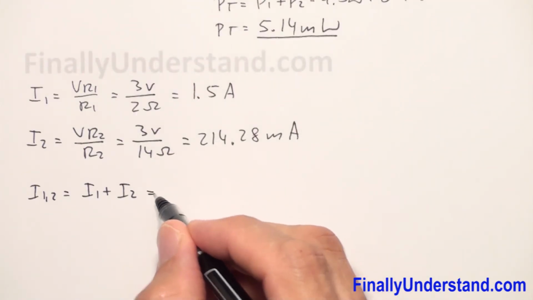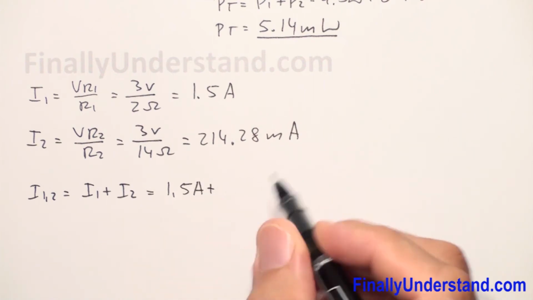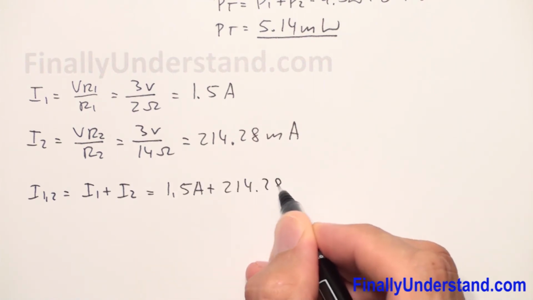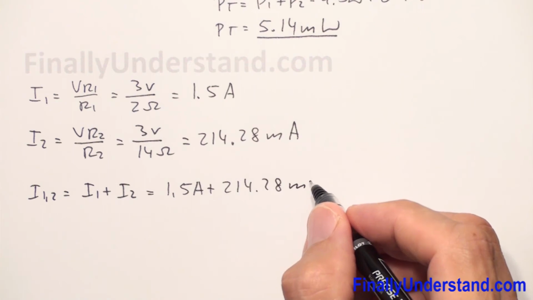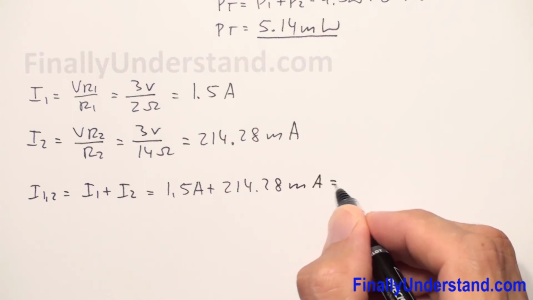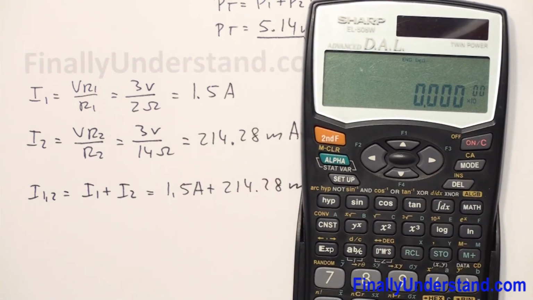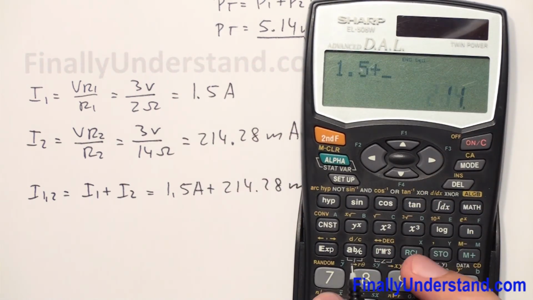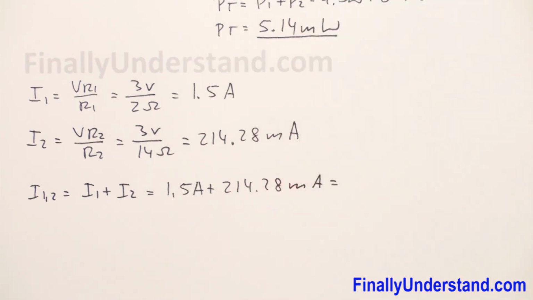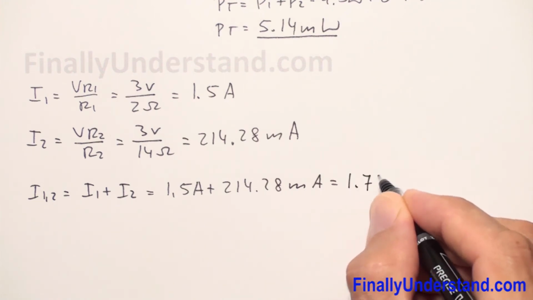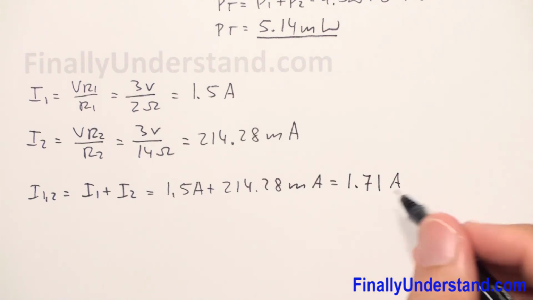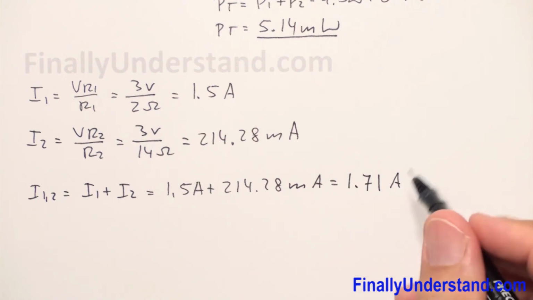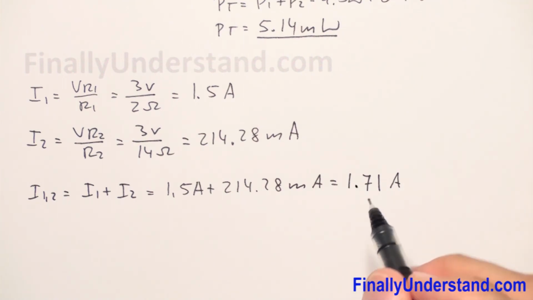So we have I1, which is equal 1.5 amps plus 214.28 milliamps. Okay, so this is equal 1.5 plus 214.28 exponent 3 negative is equal 1.71 amps. And this is nothing else, just I can say I total of my circuit. This is the total current of my circuit.